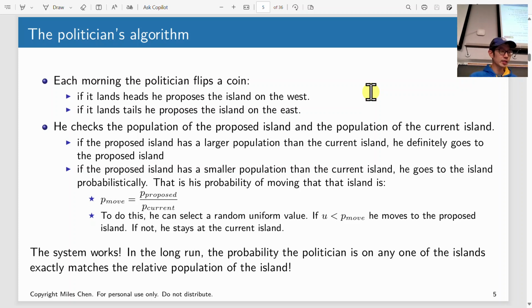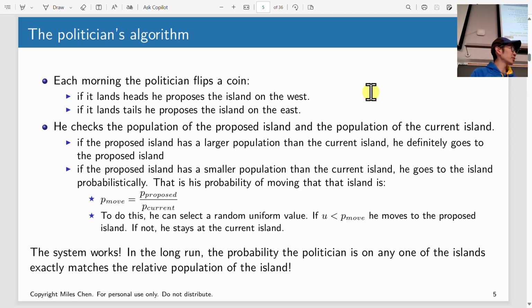And then, he proposes it, but just because he proposed it doesn't necessarily mean he's going to go there, okay? And he's going to check the population of the proposed island and the population of the current island, okay? And if the proposed island has a larger population than the current island, then he'll definitely go to the proposed island, okay? But if the proposed island has a smaller population than the current island, then maybe he'll go, maybe he won't. He goes to the island probabilistically, all right?